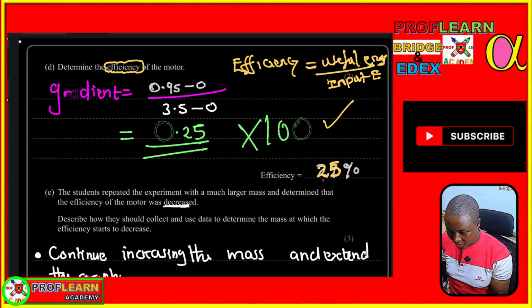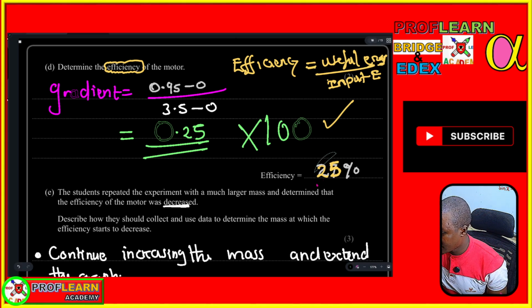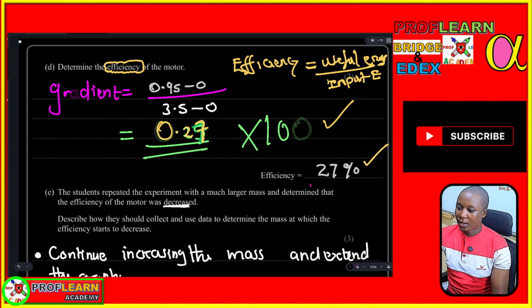That could be an international crisis there. This 0.995 divided by 3.5, which translates to, no, I think the error was here. The error was here, so it should be 0.27, so that we shall say it's 27%.